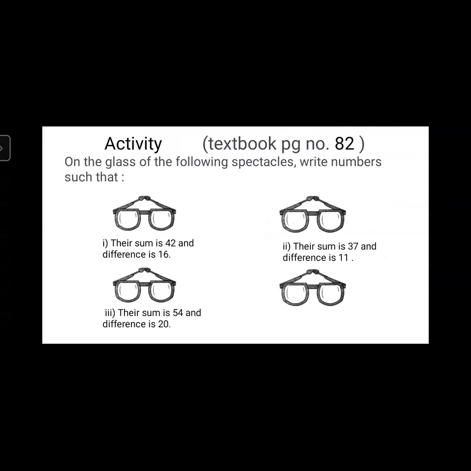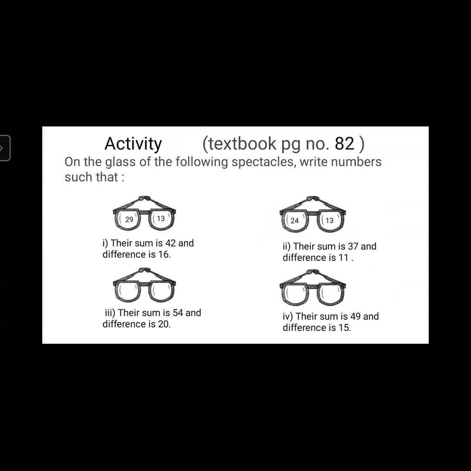The sum is 54, difference is 20. In the same way you have to do the same activity. The sum is 49 and difference is 15. You have to complete this activity in your textbook. You'll see the answers are 29, 13, 24, 13.